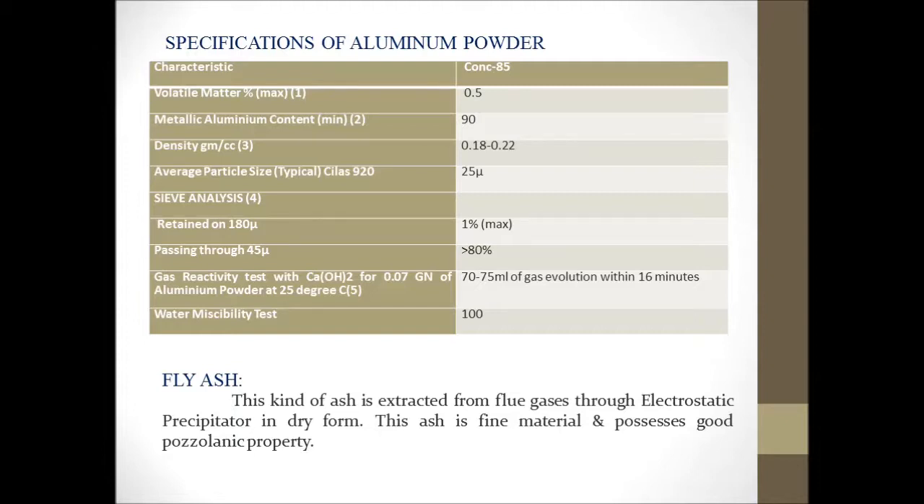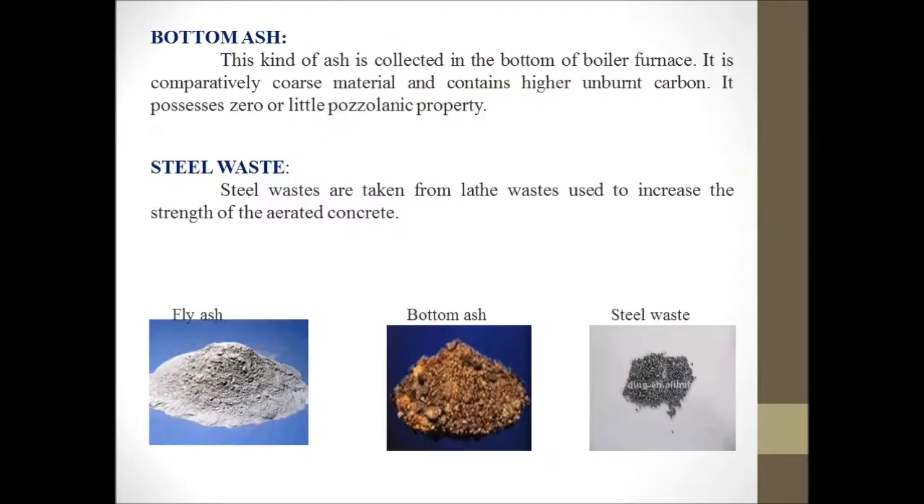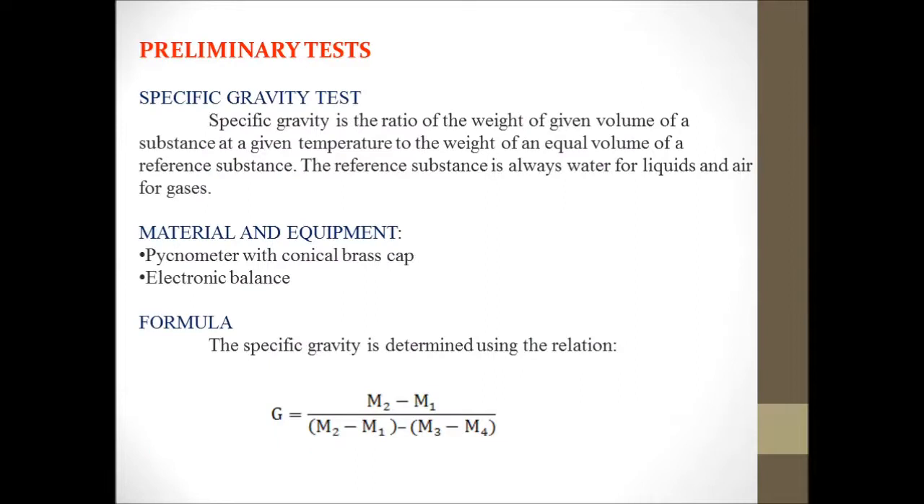Fly ash has a pozzolanic property and it is collected from the electrostatic method. Bottom ash is collected from the bottom of the boiler furnace. It doesn't possess pozzolanic property and it has been used as a replacement for sand. Steel waste is collected from the earth waste.